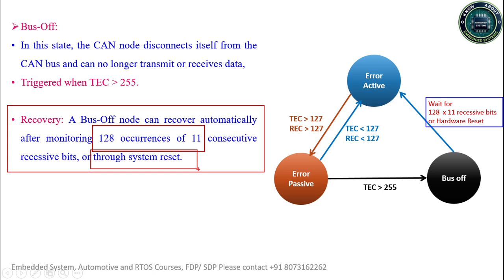So like this, in our CAN network, based on the errors, it is classified into 3 states: one is active state, one is passive state, and one is bus off state. With the help of these error counters classified into three different states, we can overcome different error scenarios which happen in real time.